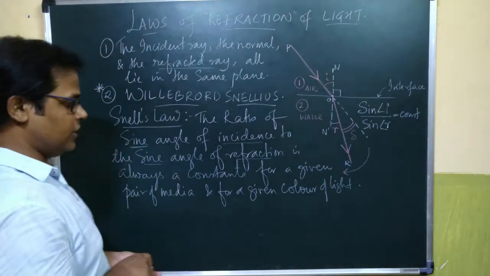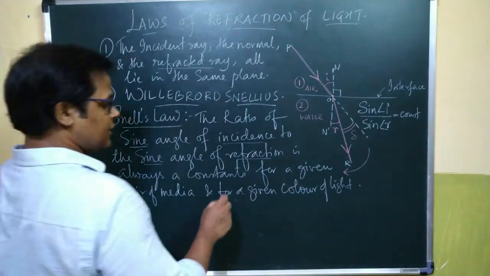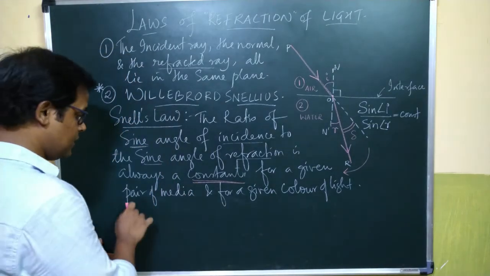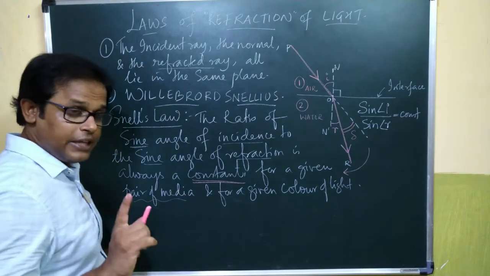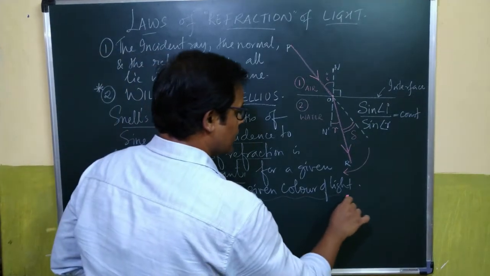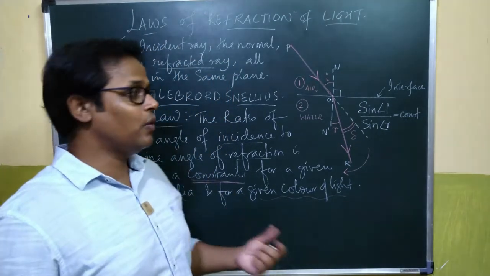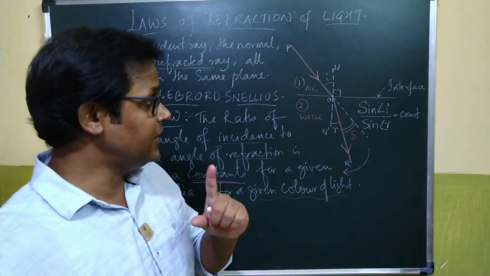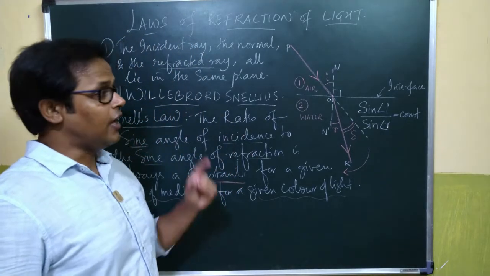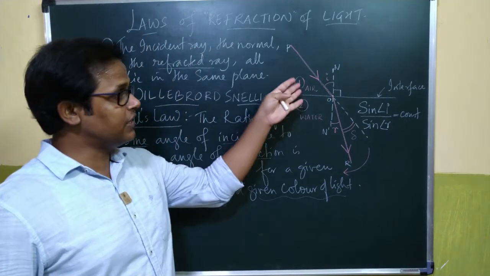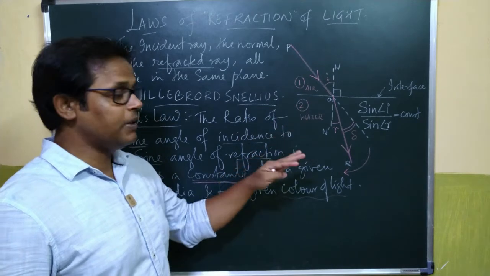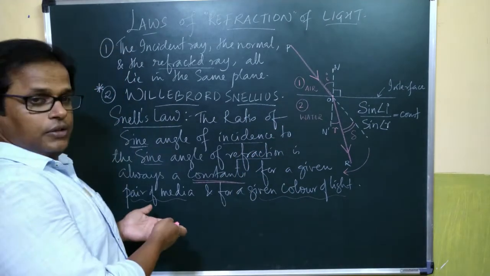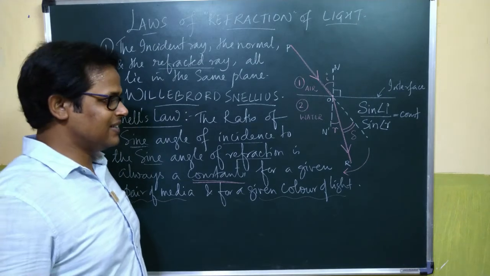But my dear students, please focus that it is always a constant only when two conditions are fulfilled: for a given pair of media and for a given color of light. And by the way, what is that constant? Does it have a name for itself? Absolutely yes. Let me discuss it. This is the statement of Snell's law. You can just note it down.